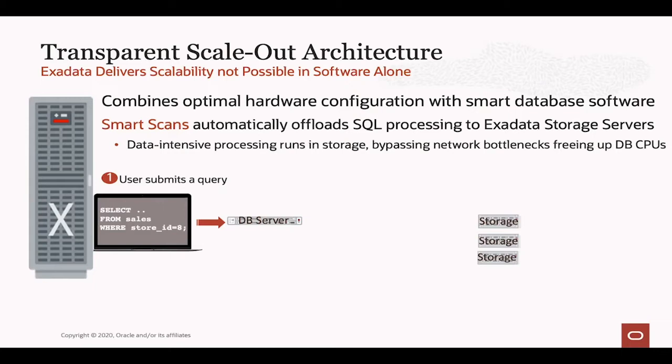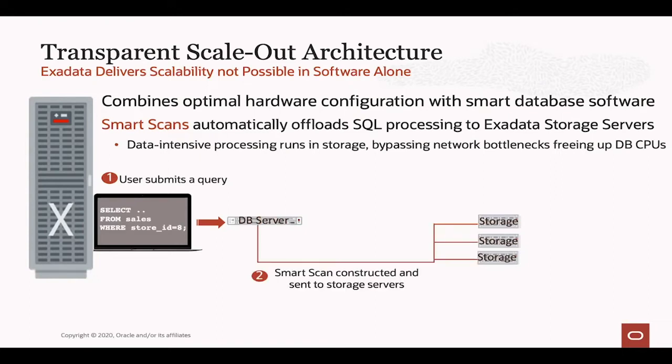What does it do? Smart Scan automatically offloads the data intensive processing parts of SQL statements to the storage tier, freeing up the CPU resources on the database server and minimizing the number of network round trips needed to process that query. In my example here, I'm accessing the sales table and I'm looking for information where the store ID is equal to 8. When that query comes into the database server, it's actually going to create a smart scan and send it to the storage tier.